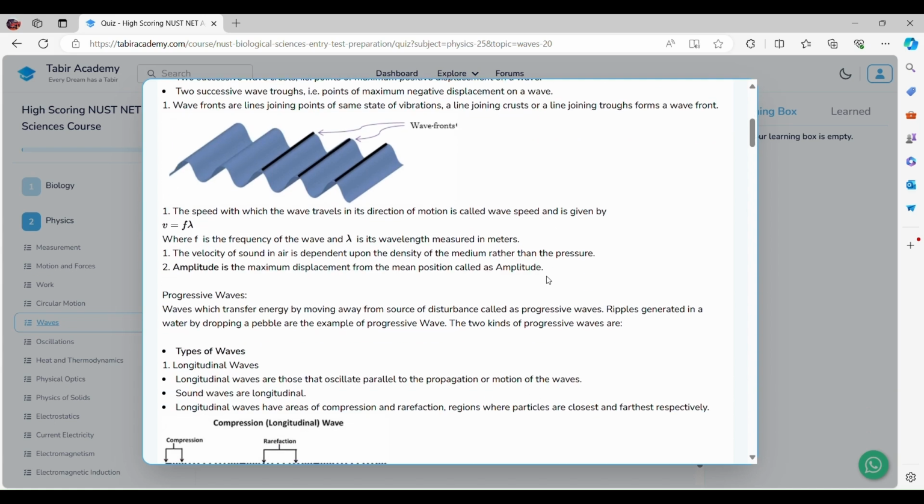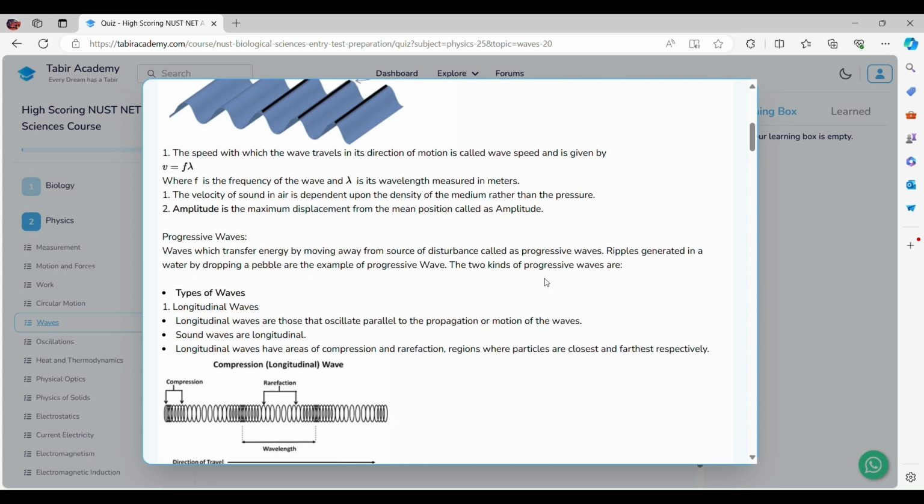The speed with which the wave travels in its direction of motion is called wave speed and is given by v equals f lambda, where f is the frequency of the wave and lambda is its wavelength, measured in meters. The velocity of sound in air is dependent upon the density of the medium rather than the pressure. Amplitude is the maximum displacement from the mean position.